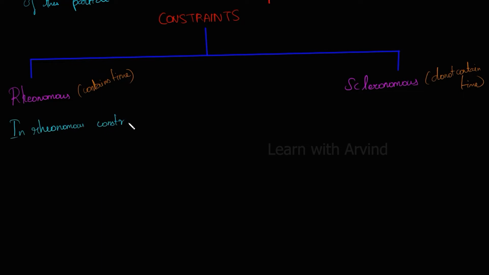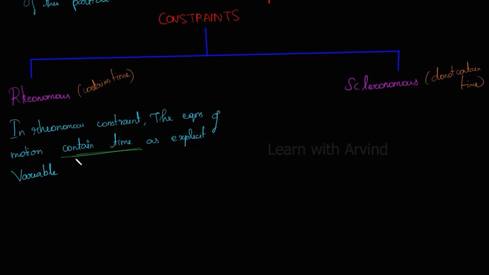In Rheonomous, the equation of constraint, sorry, this is not equation of motion, the equation of constraint contains time as explicit variable. And Rheonomous, the main thing you should remember is it contains time. In scleronomous, the equation of constraint does not contain time as explicit variable.